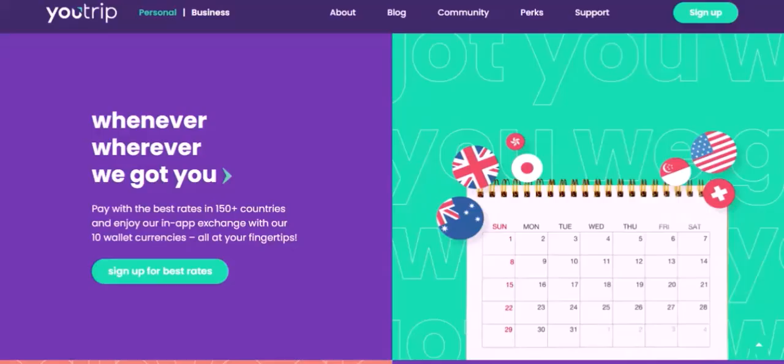Business model. YouTrip's primary revenue comes from exchange fees and other transaction charges. Encouraging spending rather than withdrawals can be beneficial for their business.